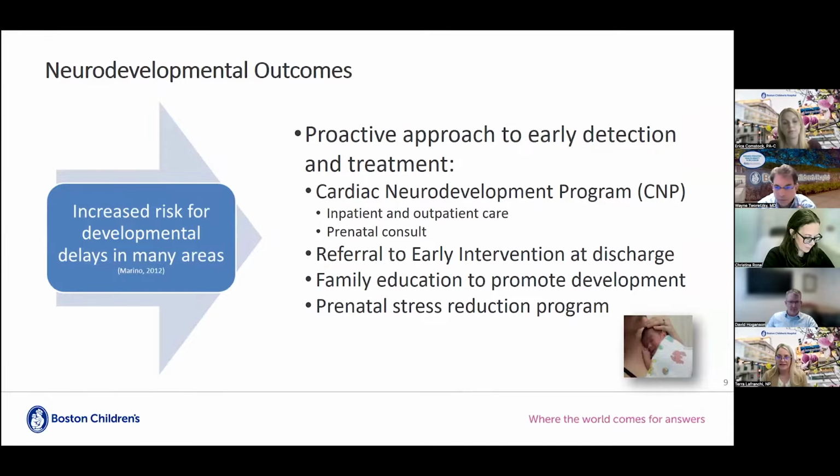Neurodevelopmental concerns are discussed, along with our proactive strategies for early detection and treatment. Our cardiac neurodevelopmental team cares for families prenatally, after birth, and throughout childhood. Families are scheduled to meet with our CNP team while they are pregnant because, believe it or not, there are actually things you can do during your pregnancy and right after birth to help promote your baby's development.